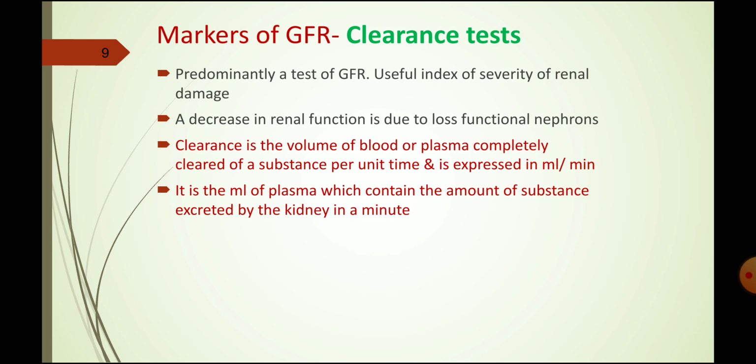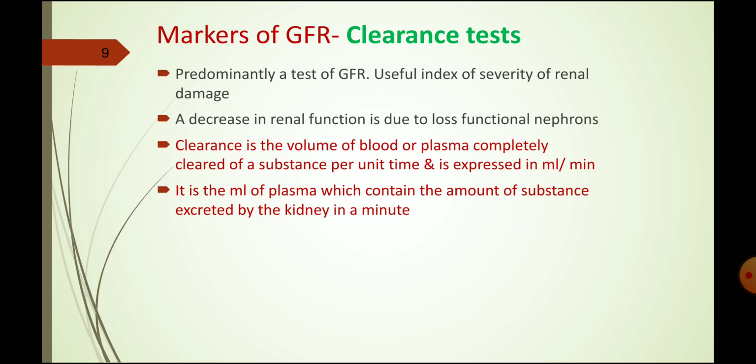Now to estimate the GFR, that is the glomerular filtration rate, the markers of GFR are the clearance tests. You know what the clearance tests are, and they are predominantly the test for GFR, a useful index of assessing the severity of the renal damage. So very important test. A decrease in the renal function is due to the loss of functional nephrons. So usually the renal function is decreased when there is loss of functioning nephrons.